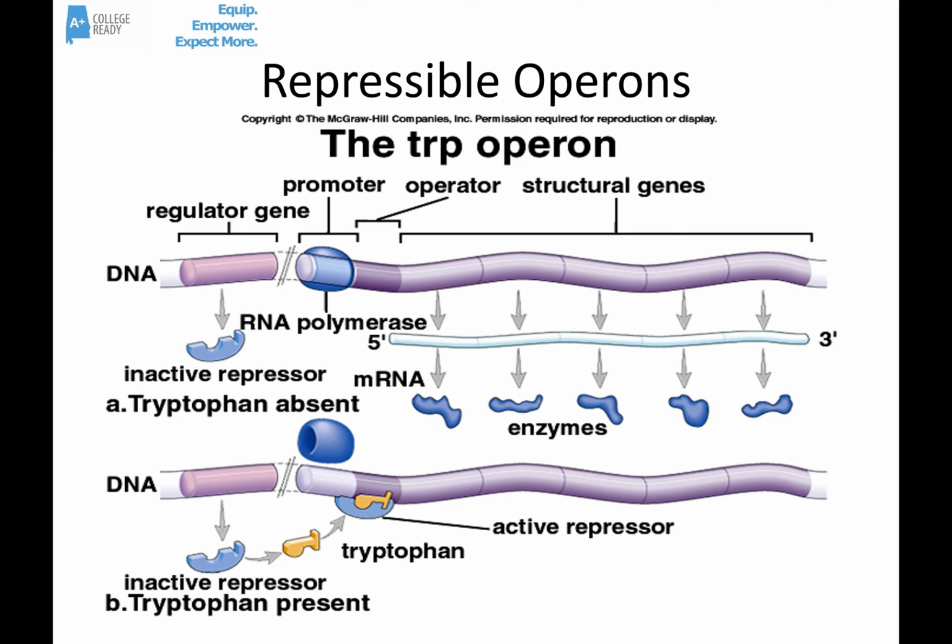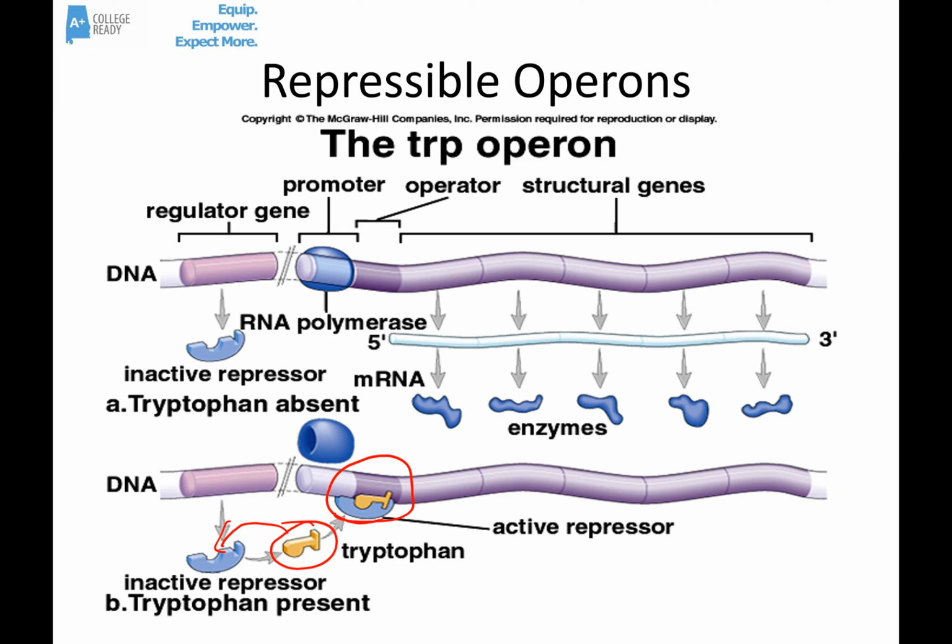So the tryptophan itself acts as a co-repressor. Here's tryptophan. It binds to the repressor, which was just floating around inactive before, changes its shape, so that now the repressor and the tryptophan together bind to the operator. They block transcription, block translation, and essentially turn off the expression of the structural genes of the trp operon.